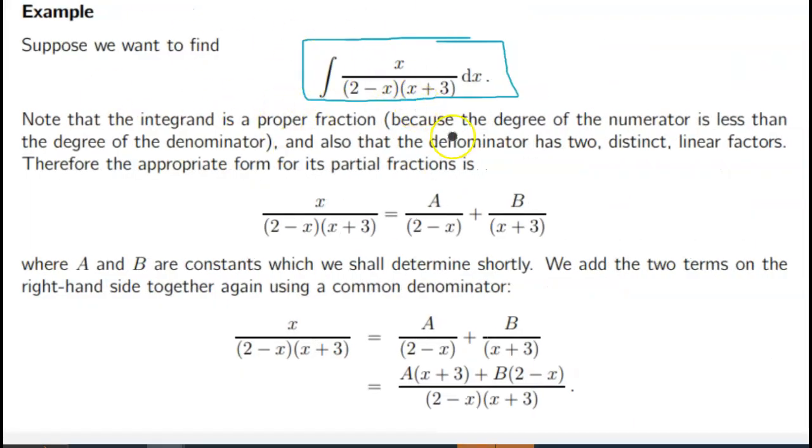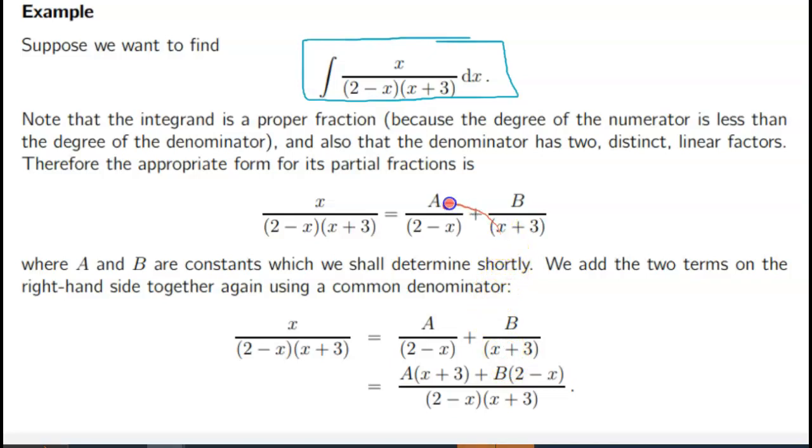Now let's say we have this expression: x over (2 minus x)(x plus 3). I need to convert that into partial fractions. To do that, I'm just going to write down A over 2 minus x plus B over x plus 3. Once I have that, I need to get rid of the denominator. How am I going to get rid of the denominator? I need to cross multiply.